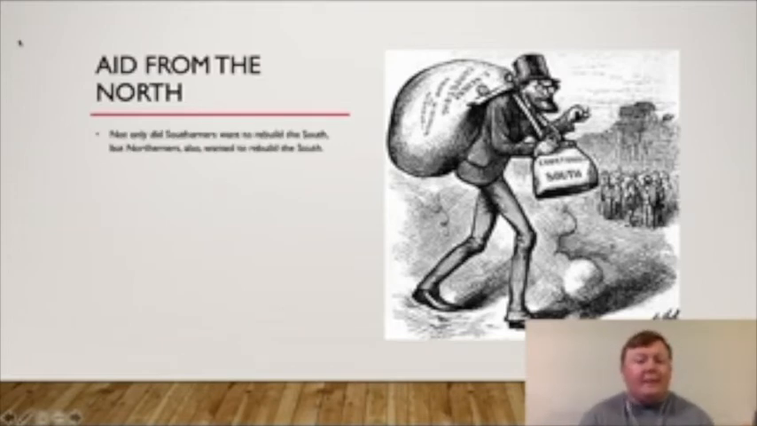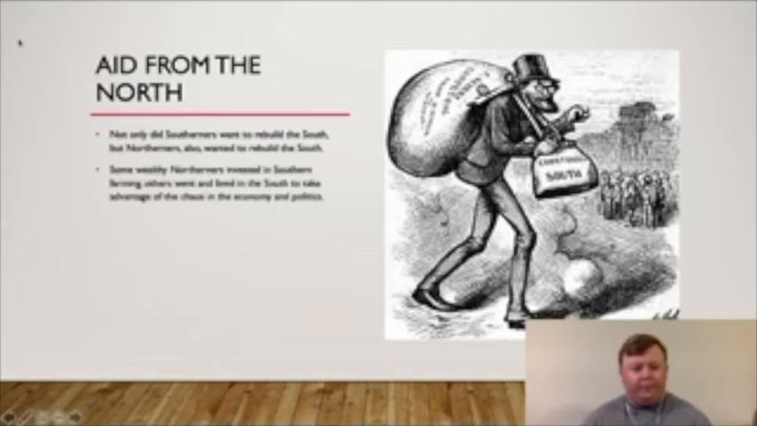So not only did Southerners want to rebuild the South, but Northerners also wanted to rebuild it as well. Again, we do have a lot of Northern textile companies that were dependent on Southern cotton, so they want to see them get back to their prominence of cotton growing. So some wealthy Northerners invested in Southern farming, and others actually went and lived in the South to hopefully take advantage of the chaos in the economy and politics.